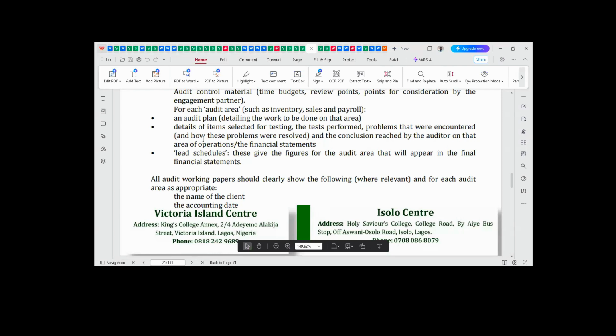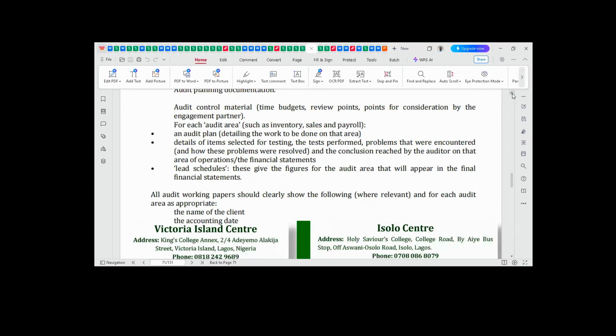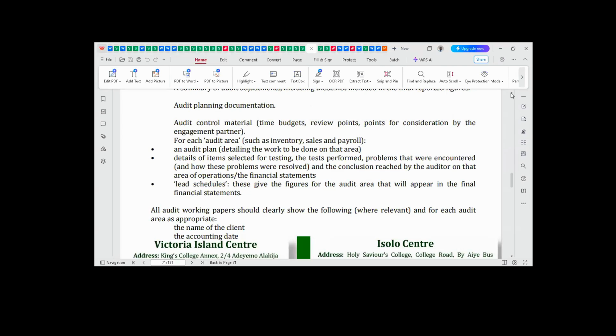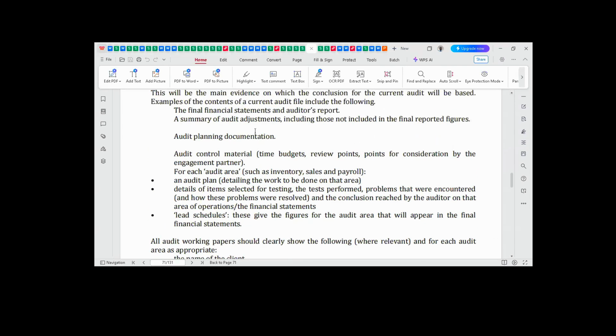So this audit adjustment, how does it relate to this current file? What is the audit adjustment? Okay, thank you very much. Let me explain it.